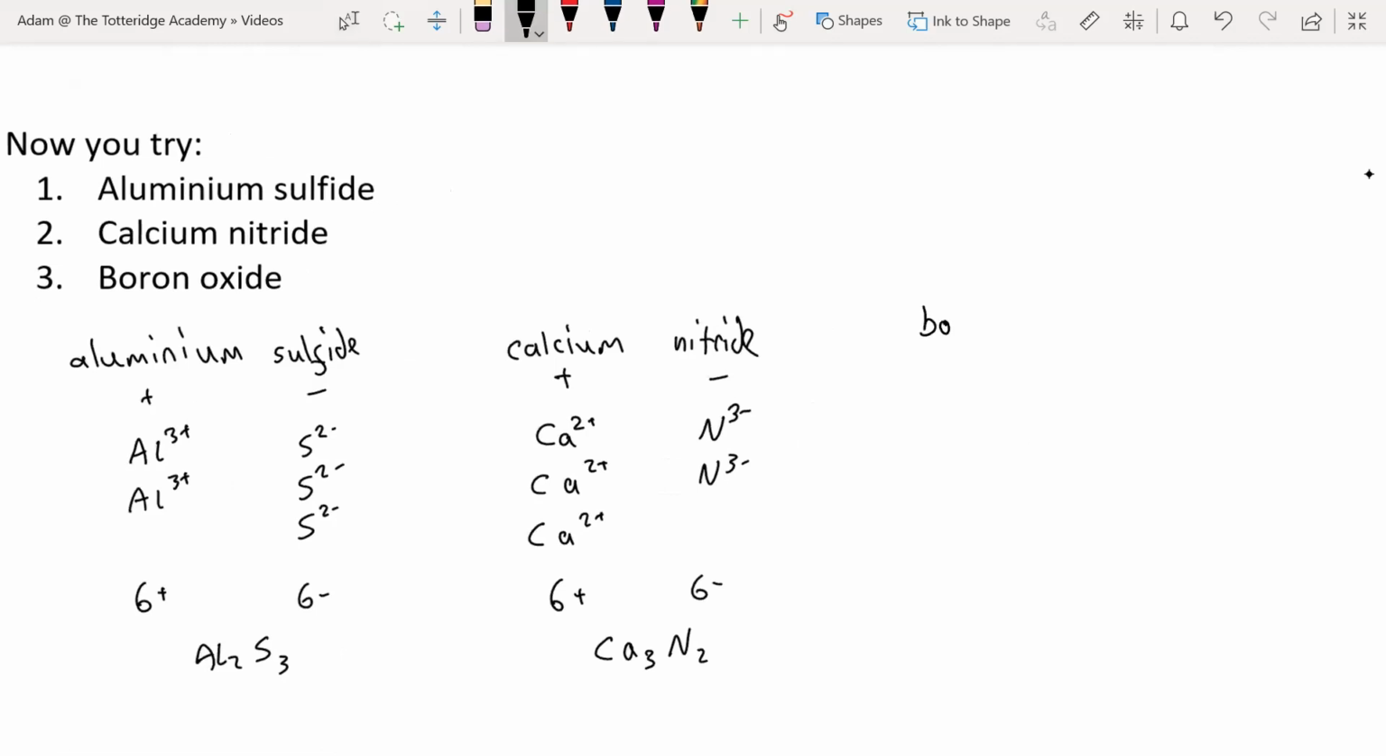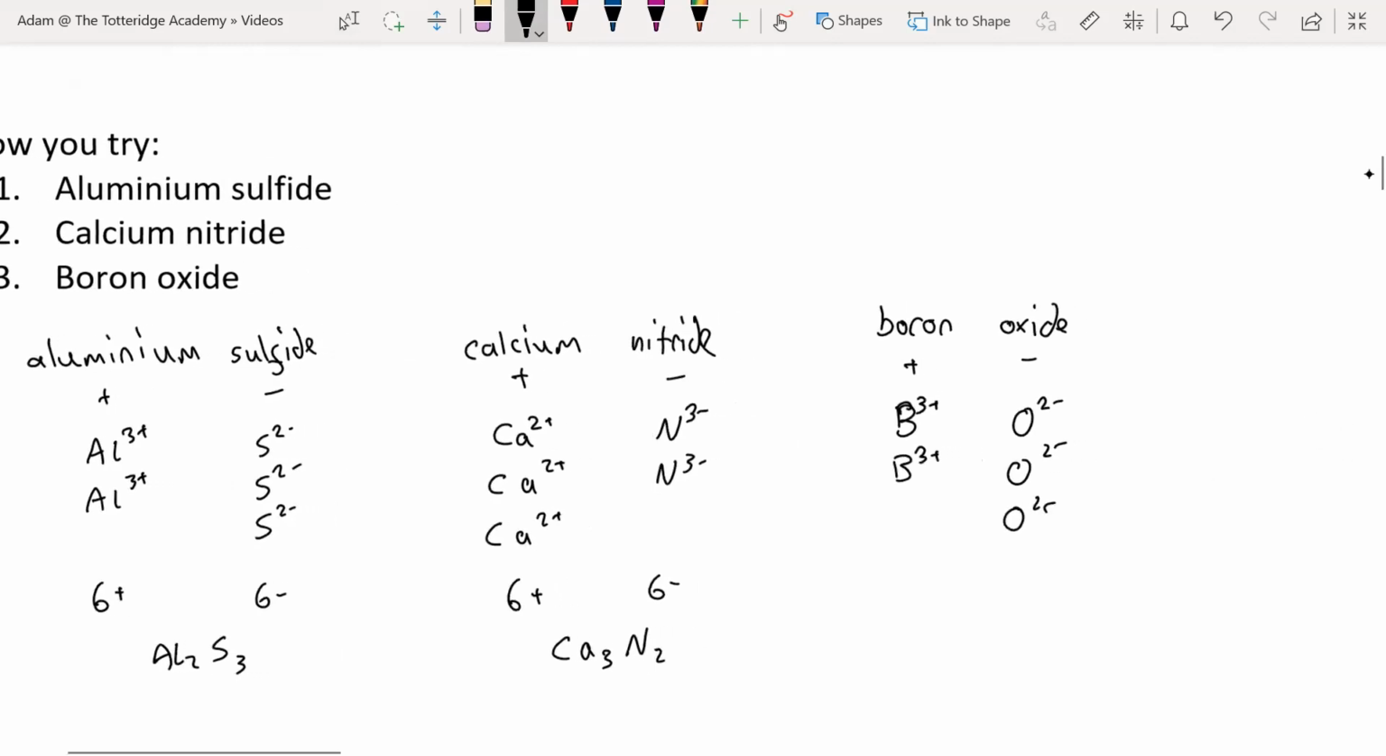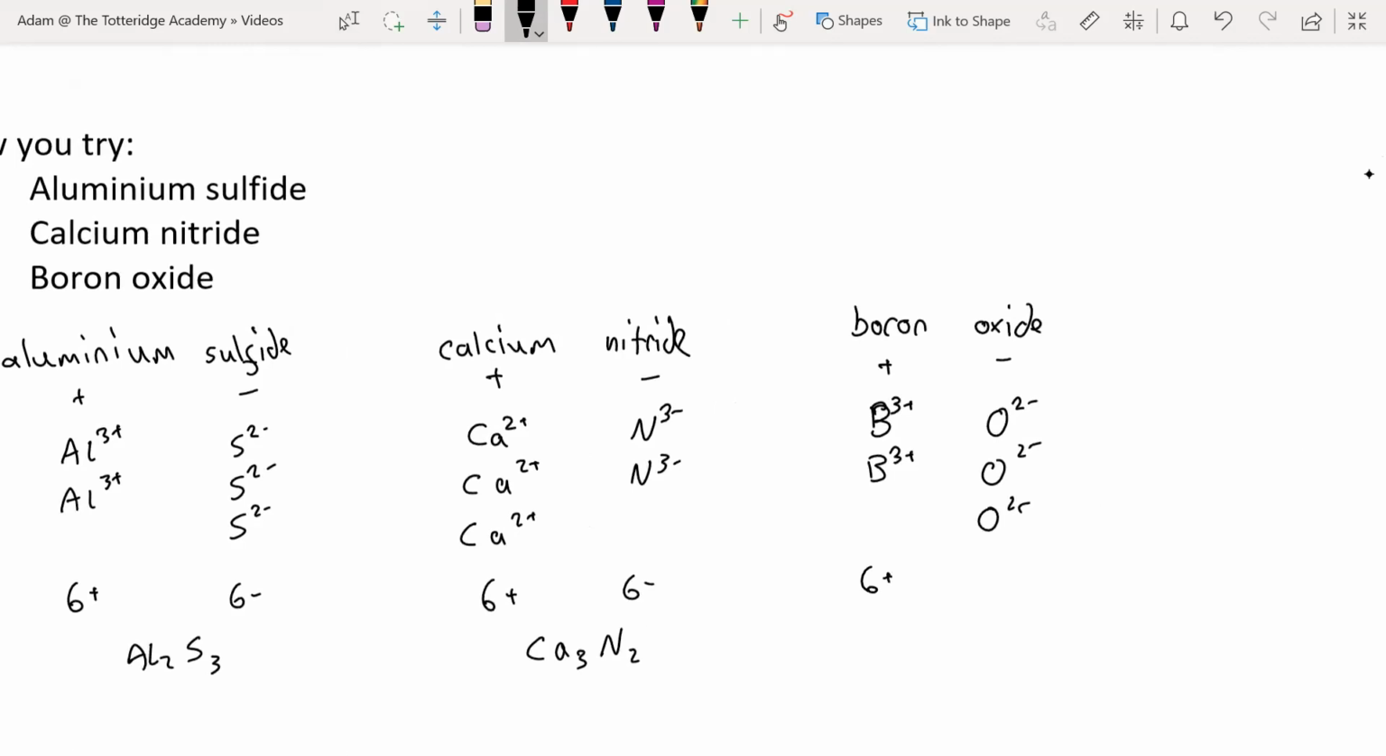Final one, boron oxide. Boron is in group 3, so it's going to go in my positive column as B3+. Oxide is O2-. Had another one here, had another one here, had another one here. Now I've got 6 pluses here, 6 minuses there, and I've got B2O3.